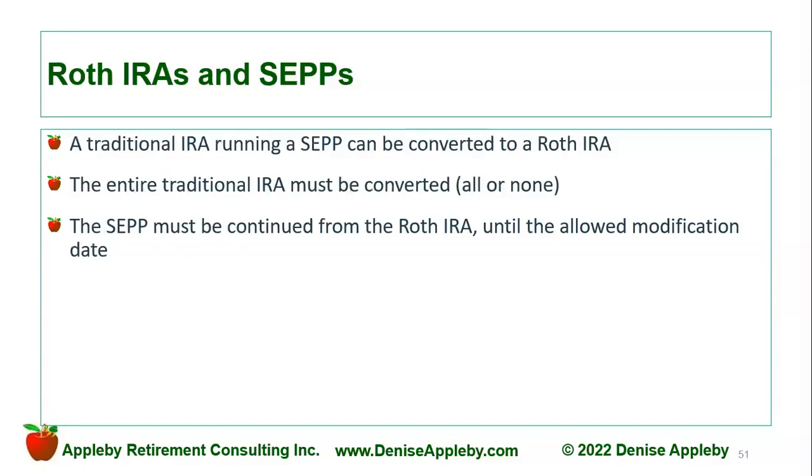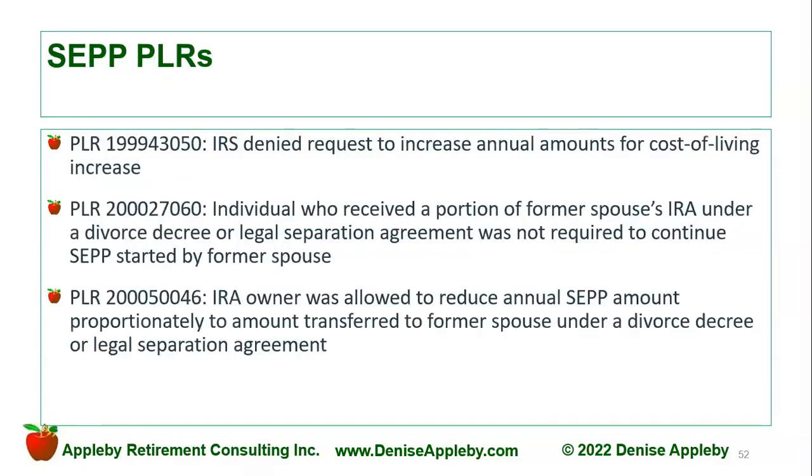Now, one of the questions that usually comes up is, what if my client is running a 72T program in a traditional IRA, and we determine that doing a Roth conversion is a good idea for that client? Then that's perfectly fine. You want to make sure that the Roth conversion is done to a Roth IRA that does not have any other assets, because that no commingling rule continues to apply. And then they have to continue taking the 72T payments from the Roth IRA up until the modification date.